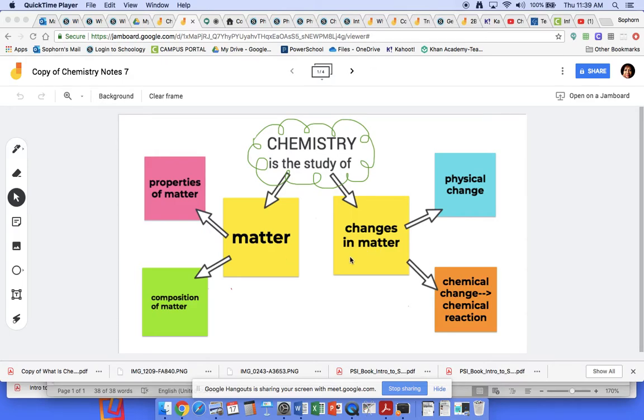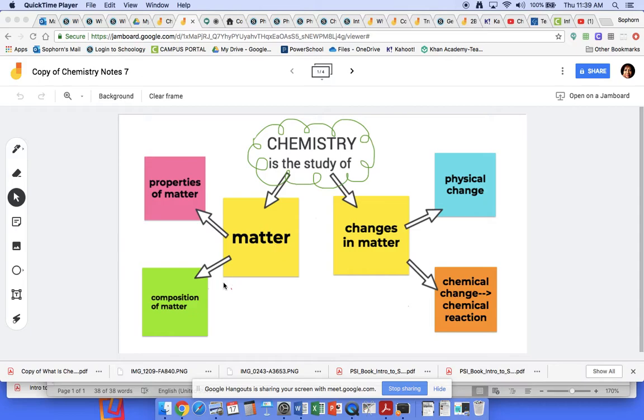And I saw that many of your Jamboards that you've shared so far have those parts. So those are the main parts. It's a study of matter and changes in matter. And then I separated matter. What do we study in matter? We study properties of matter. In your other classes before this class, we learned a little bit about properties of matter like colors, shape, size. And so that's about matter.